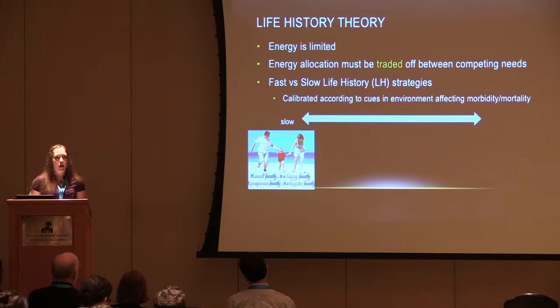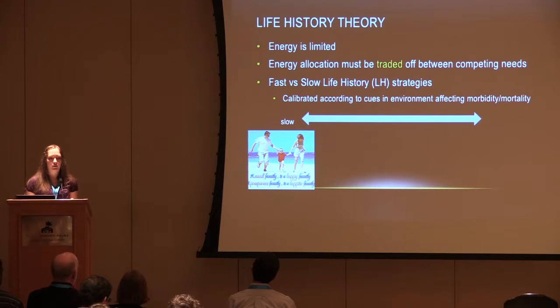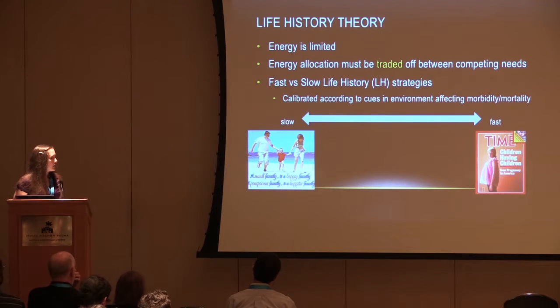So organisms that come from a benign, predictable environment tend to favor what we call a slower life history strategy. So these organisms make a pattern of trade-offs that favor somatic growth, so they tend to have a longer juvenile period. They delay reproduction until later in life, have fewer offspring, but they invest more in these offspring in order to make them competitive.